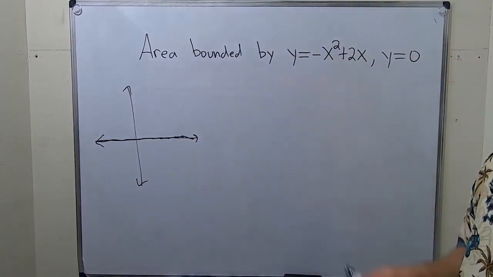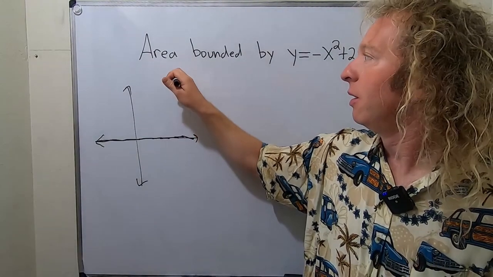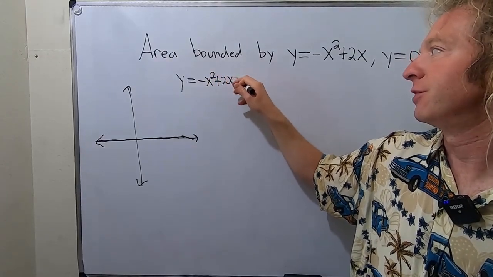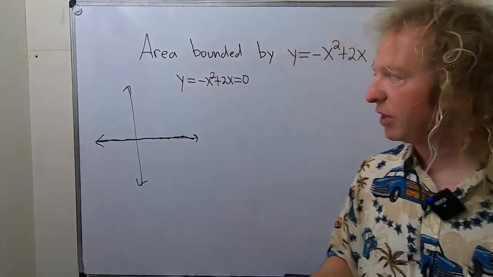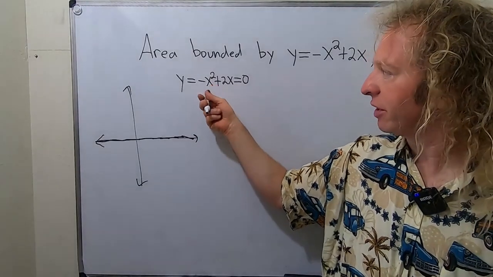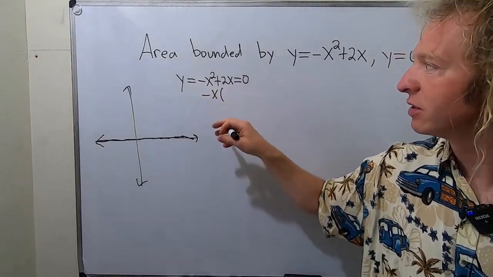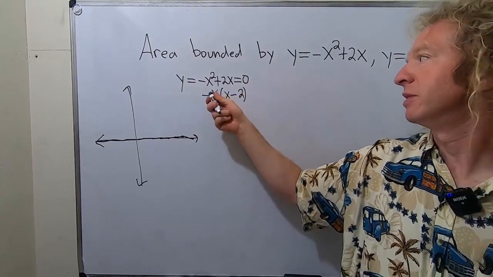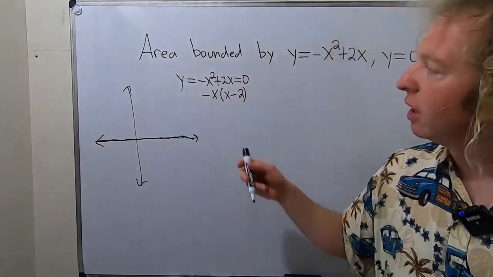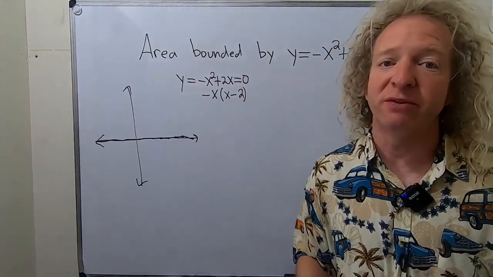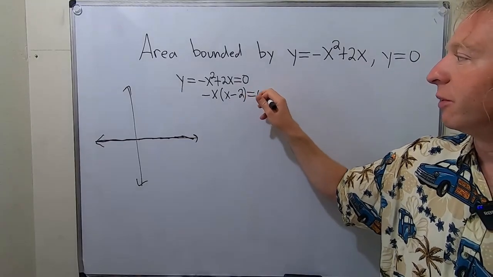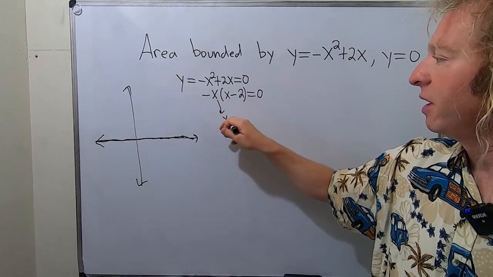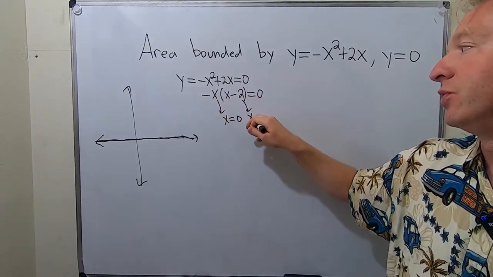Then we have to figure out how to graph this parabola. What I'm thinking is maybe we can set it equal to 0 to find the x-intercepts. It's a good first step. Then we have to factor. I guess we can factor out a negative x. That'll leave you with x minus 2, right? Because negative x times x is negative x squared. Negative x times minus 2 is positive 2x. So this is equal to 0. It looks like we get two possible x-intercepts. x equals 0 comes from here, and this one gives us x equals 2.